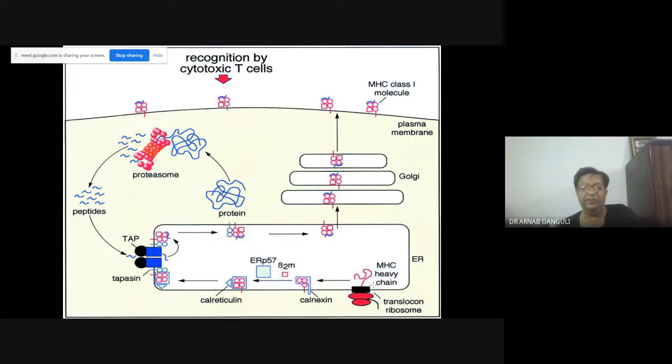The light chain is beta-2 microglobulin and the heavy chain is the alpha chain. They go to the Golgi complex, and the Golgi complex sends them to the MHC class 1 molecule. The peptide processing all happens in the endoplasmic reticulum. It is sent to the Golgi complex, some more processing takes place, and it is then sent to the plasma membrane. And cytotoxic T cells recognize this particular thing.